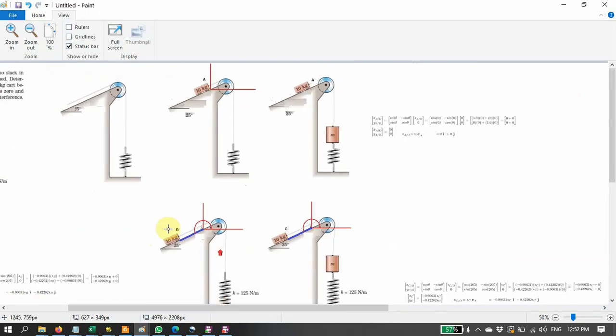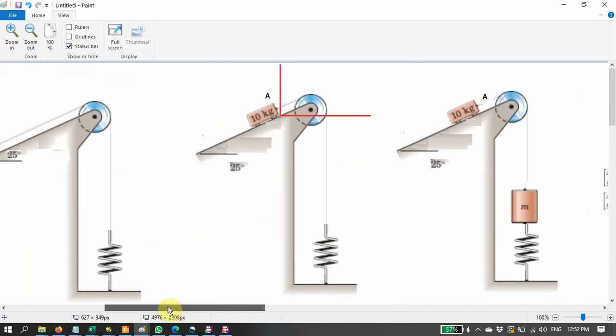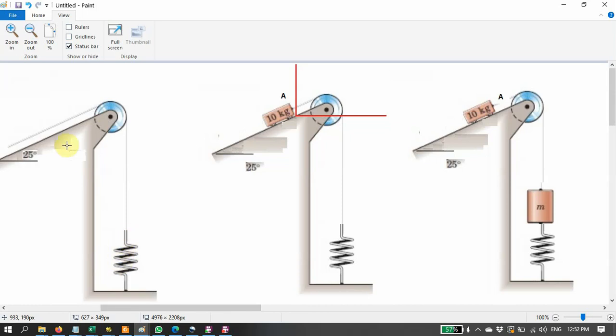Right. So this is the situation that we have. This is when the system consists of only a cord and a spring. The spring is undeformed, and then we attach a coordinate system here, the x and y coordinate system, and we place the label A at the initial state, right? And the slope angle is 25 degrees with respect to the horizontal line.